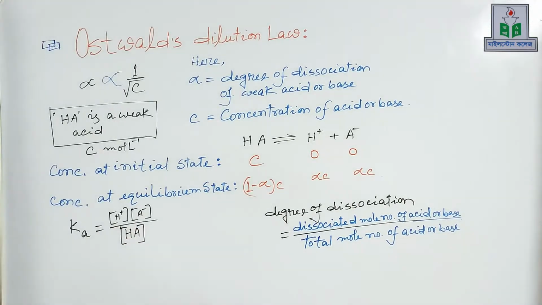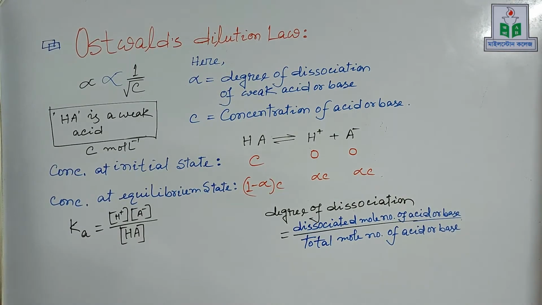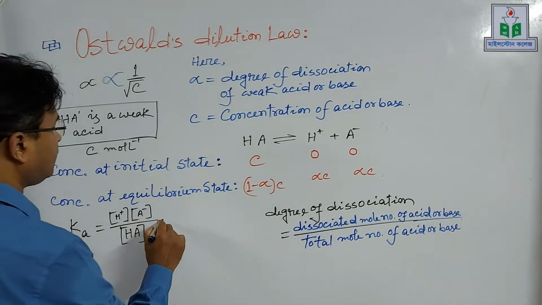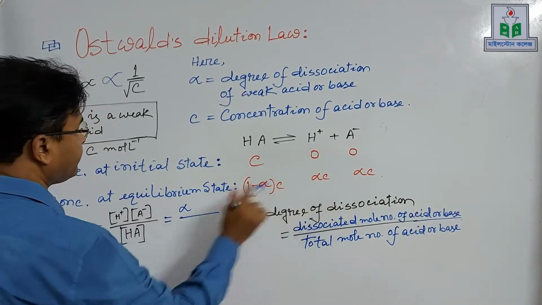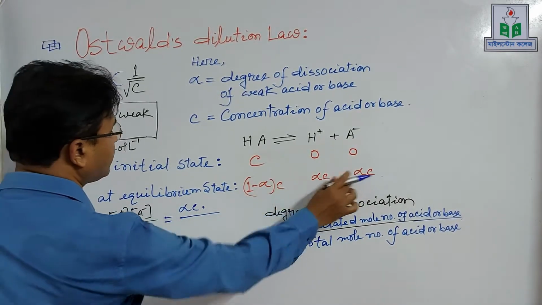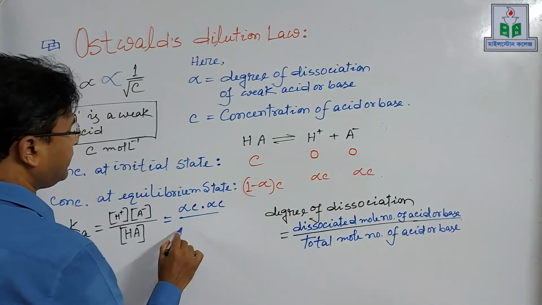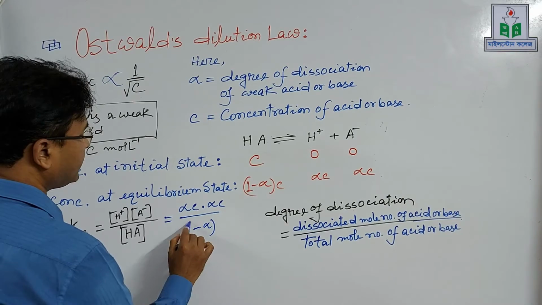Dear students, normally you have been taught the equilibrium constant is represented by Kc, but in case of acid it can be represented by Ka. Then I have to write the molar concentrations of both products and reactant: alpha C into alpha C divided by 1 minus alpha into C.